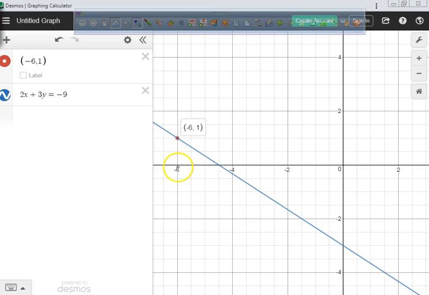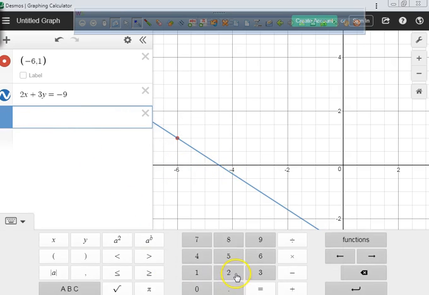Does that pass through that point right there? What was our other answer choice that it could have possibly been? 2x plus 3y equals 15. You see how these are parallel to each other, but it doesn't pass through that point. That's why this answer is the final answer and not the other one.